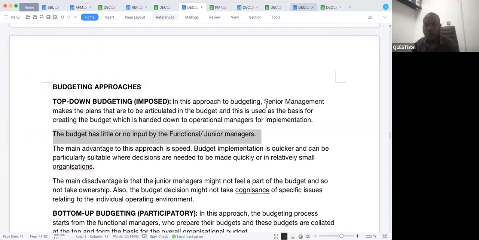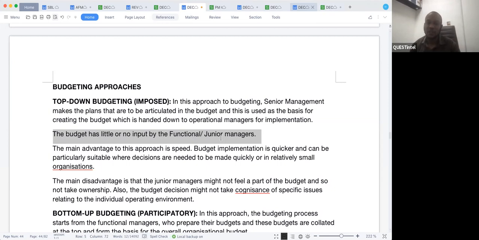Budget implementation is quicker and can be particularly suitable where decisions need to be made quickly or for a relatively small organization. So particularly with objective questions, they might have some caveats to what they're discussing before the question is set. So let's not just always go and say bottom-up or nothing more.